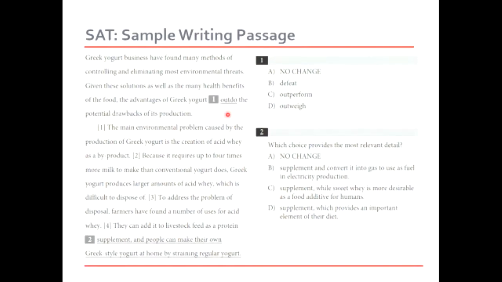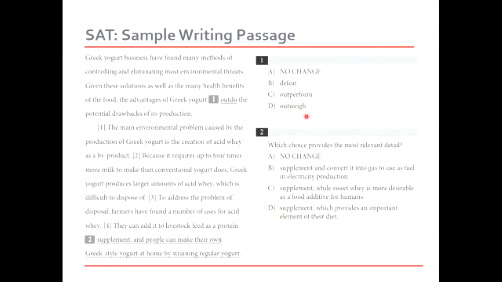So the first word, defeat, not possible, not likely to be inserted over here in the passage, because this is not a war. It's not a battle that's happening between the Greek yogurt and something else. So defeat does not sound right. Then outperform. Once again, this is not a competition. This is not a project on which students are performing. So outperform also seems to be the wrong choice.